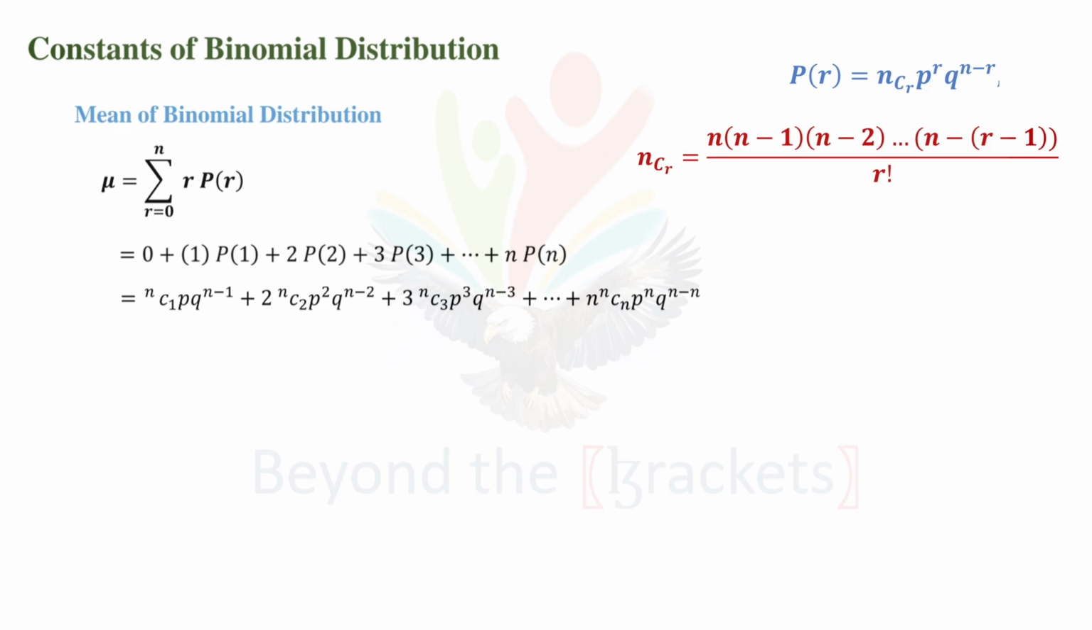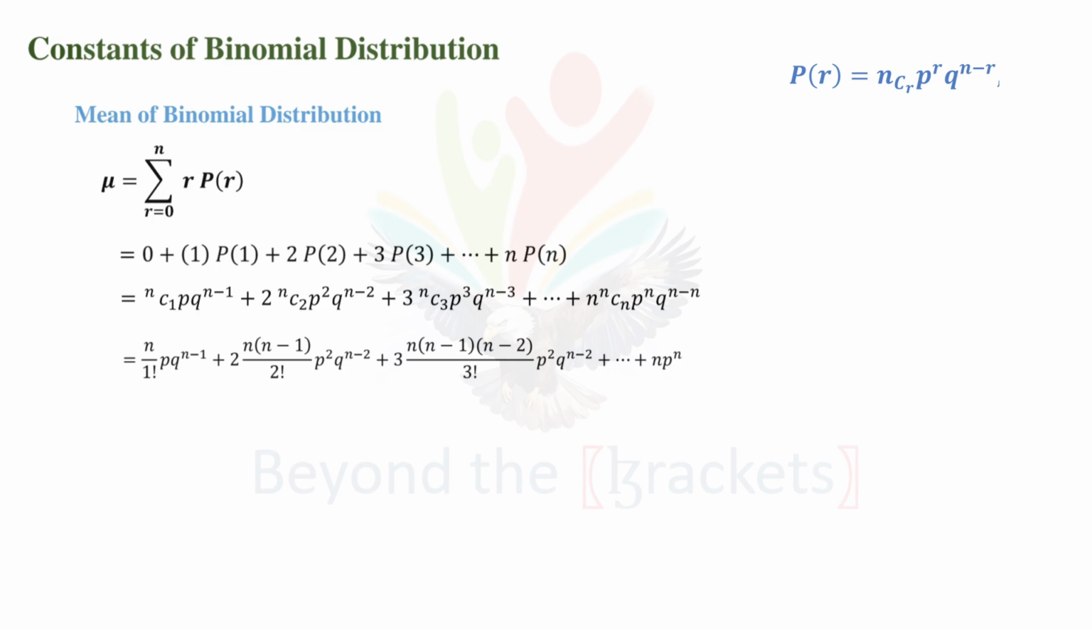Expanding this using the identity, NC1 will have one term n in the numerator divided by 1 factorial. NC2 will have two consecutive terms n into n minus 1 in the numerator divided by 2 factorial. NC3 will have three consecutive terms in the numerator, n, n minus 1, n minus 2, divided by 3 factorial. For the last term, NCn is 1 and q power n minus n is q power 0, that is 1. So the last term is n into p power n.